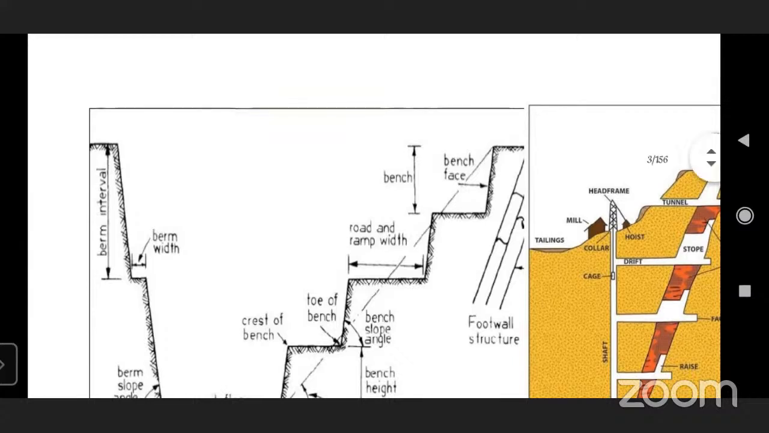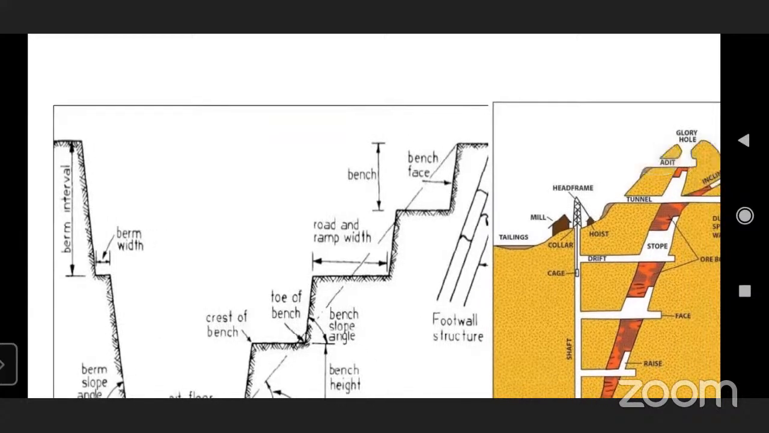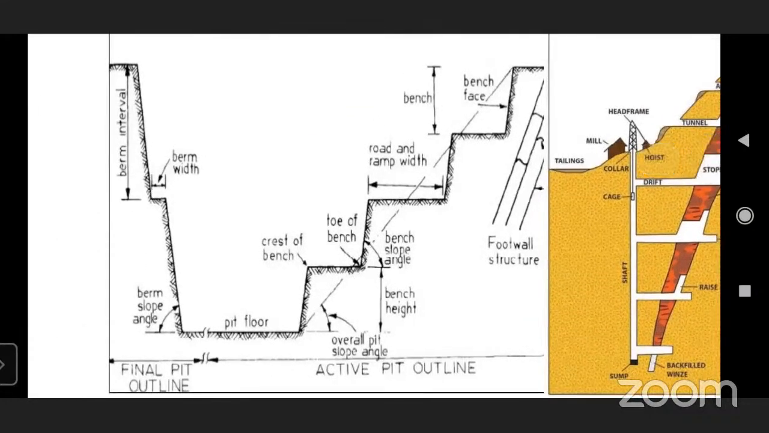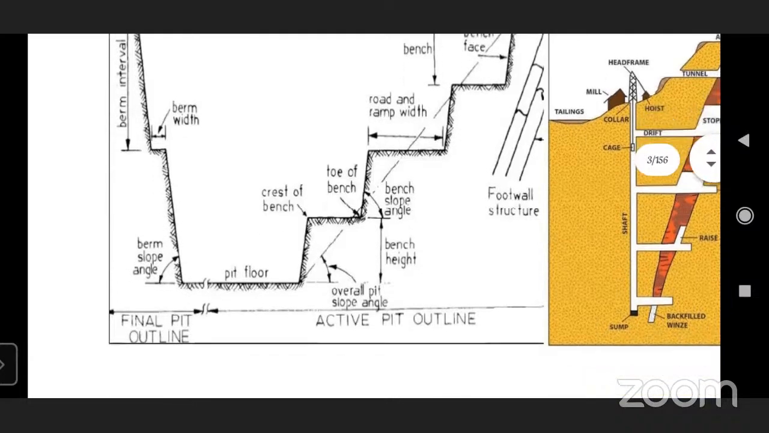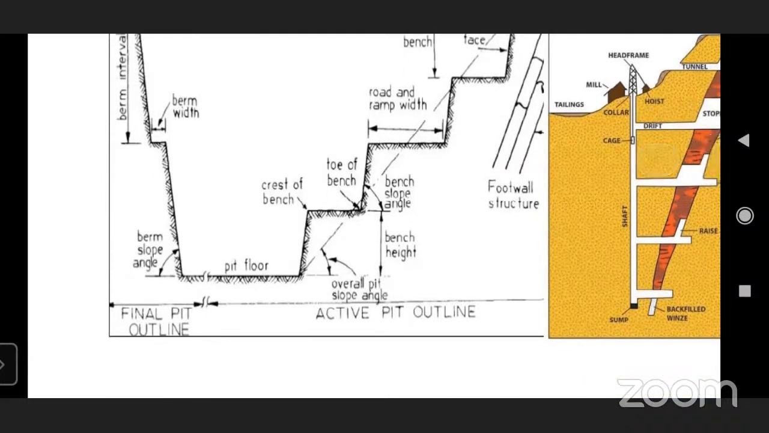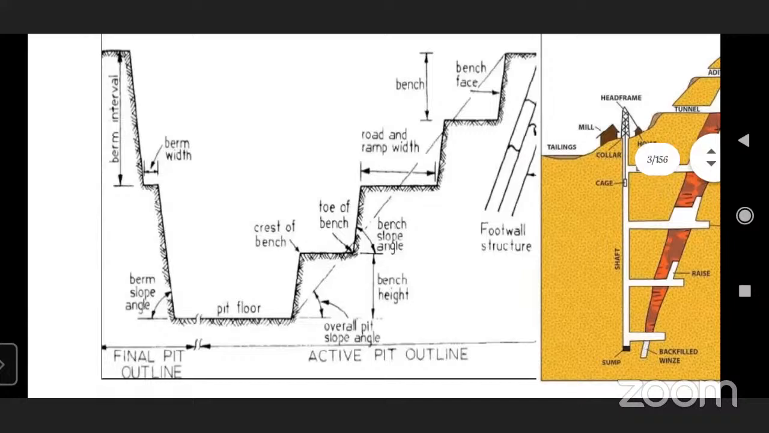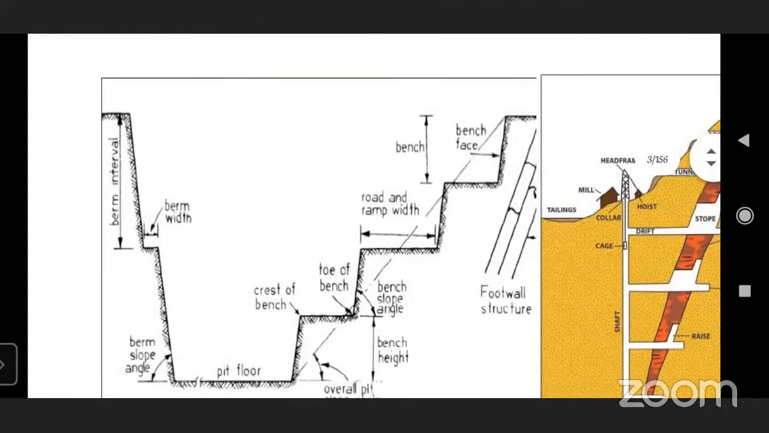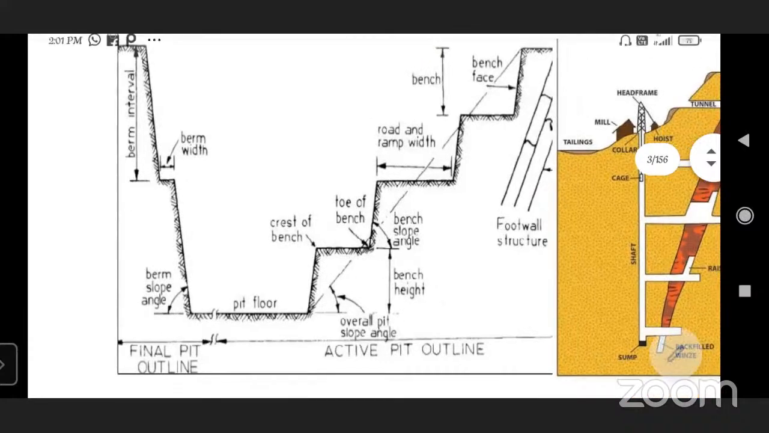This is a footwall structure. This is the toe of the bench, and this is the crest of the bench. This is the bench slope angle. This is the bench height. And this is the overall pit slope angle. So these are the different terms which you are going to use in open cast mines.